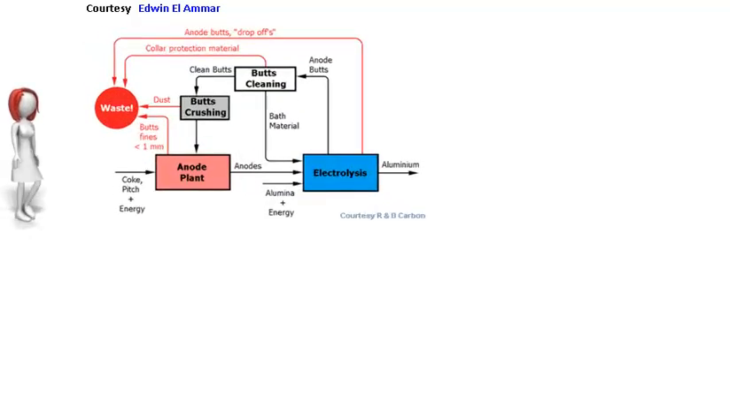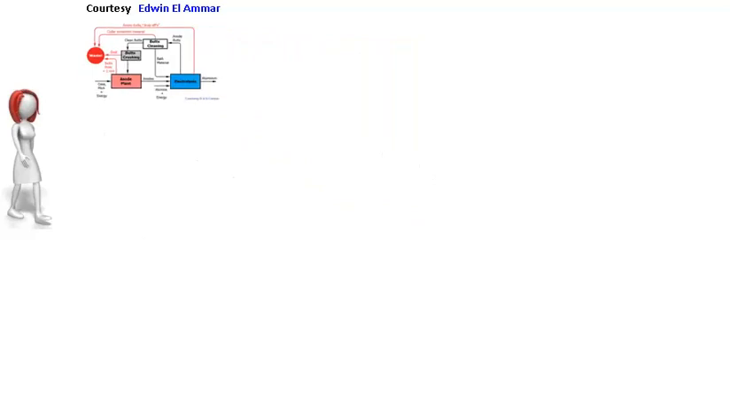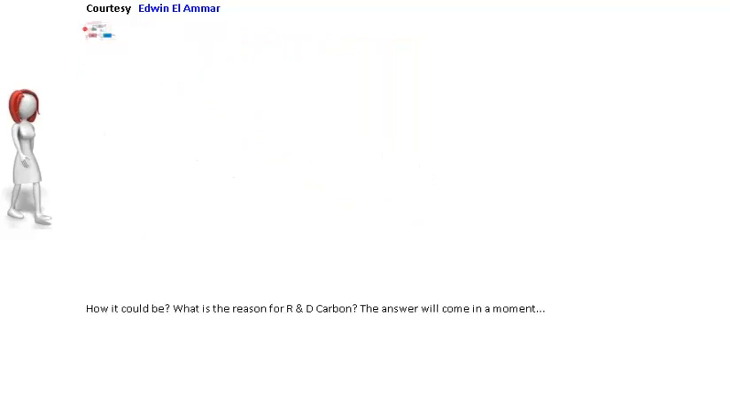The material comes from rotting plant. According to R&D Carbon, dust and grains less than 1 mm must not be recycled and should be treated as waste. How could it be? What is the reason for R&D Carbon? The answer will come in a moment.